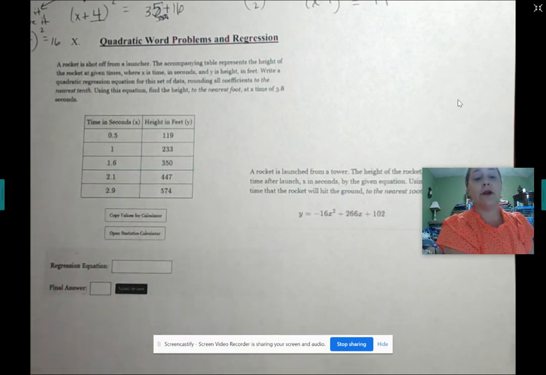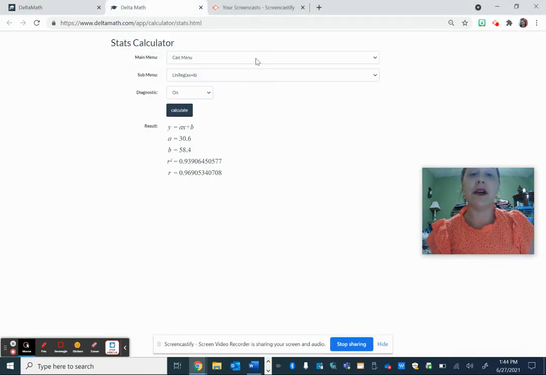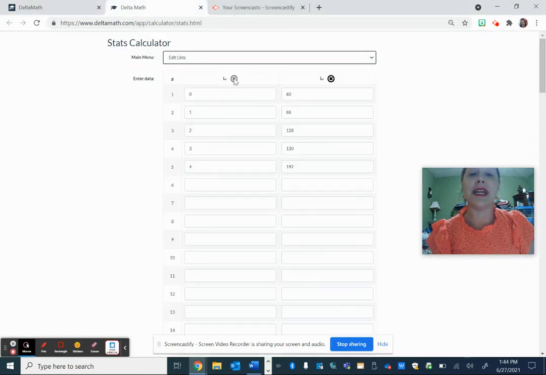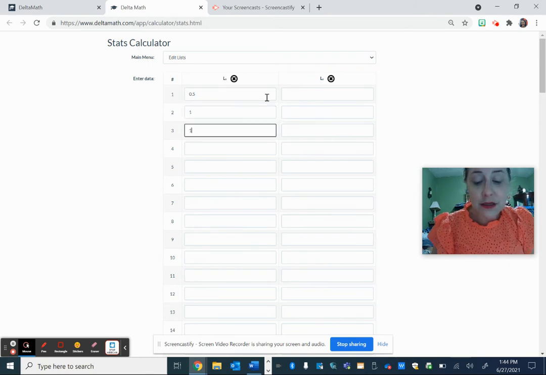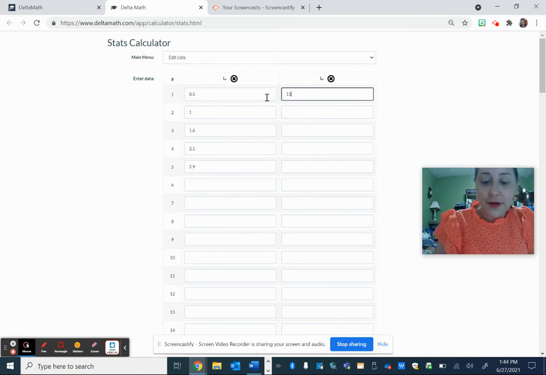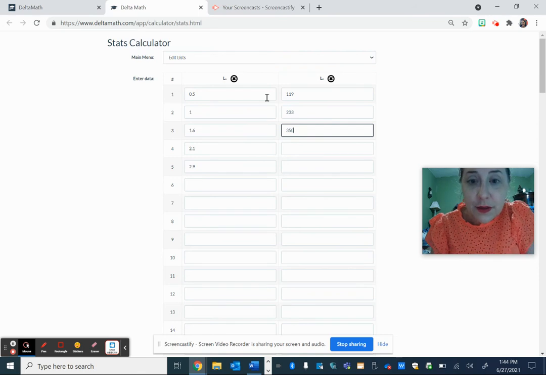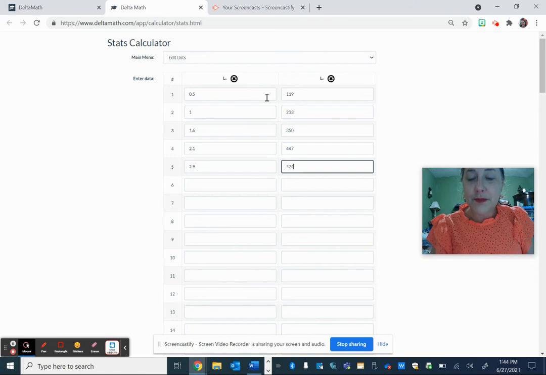So we're going to do a quadratic regression using the Delta Math Statistics Calculator. So I'm going to take us back over there. You can always go back to edit lists and use these buttons to clear the X's and the Y's. So I'm going to type out these X's and then same with the Y's. So 119, down button 233, 350, 447, and 574.